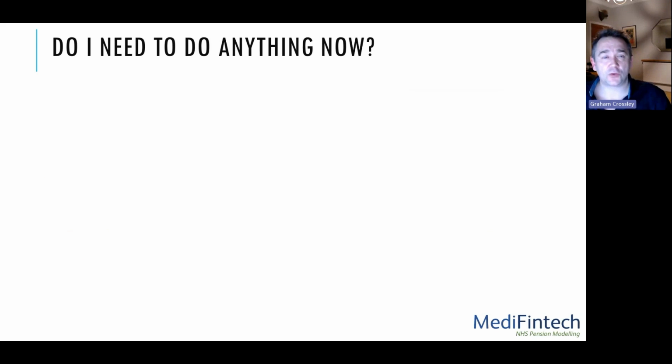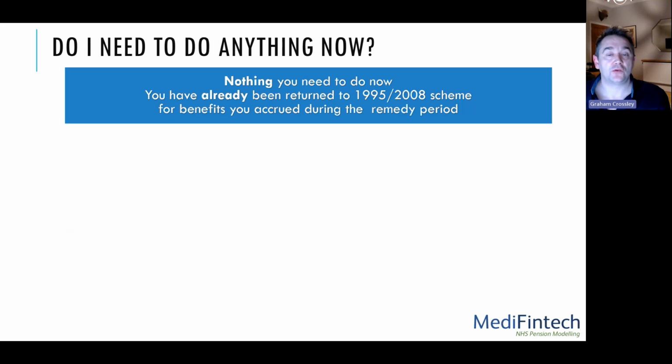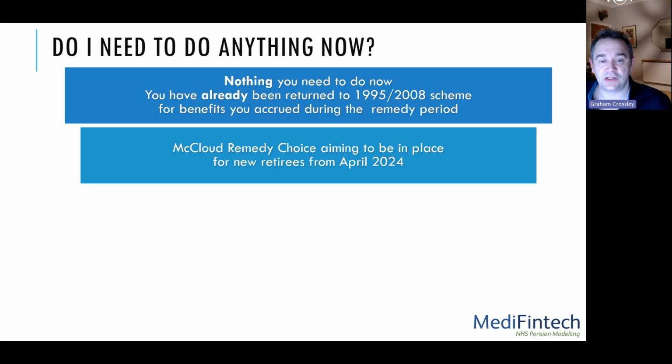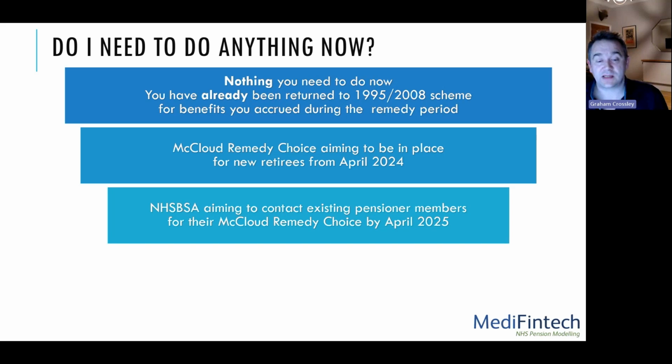So do you actually need to do anything now with regards to McCloud? Well, no. You've already been returned to the 95-2008 scheme for the benefits that you accrued between April 2015 and April 2022. The McCloud Remedy choice is aiming to be in place for new retirees from April 2024. If you've already retired, well, NHS BSA are aiming to contact those existing pensioner members for their choice, hopefully 70% by the end of this year, but everybody by April 2025. But bear in mind, there are 277,000 members who have already retired. So there's quite a task in hand for NHS BSA.